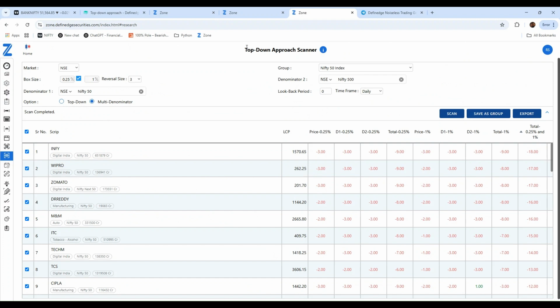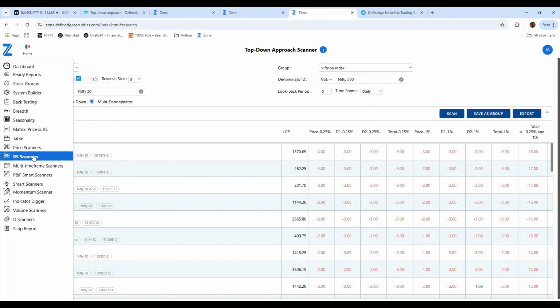Do test this out, do share your thoughts. This is a very, very quick overview of what we would do. I'm assuming you guys understand the top down approach scanner. I'm assuming you have played around with this. If not, the process is simple. I will show it again.